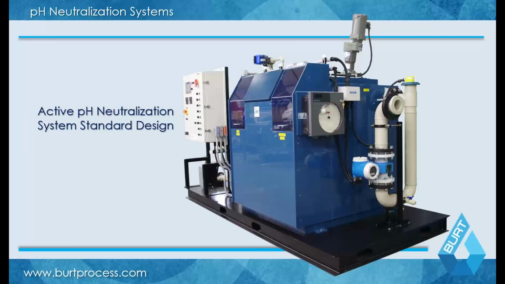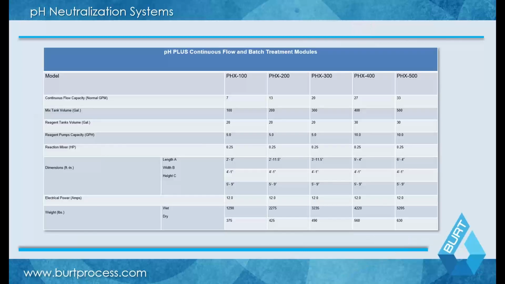So, we at Burt Process do have a few standard packages that we utilize. You can see here, this is one of our standard pHx. This is designed obviously for low flow, and this is a single stage design as we were just talking about. And these run in the range of 7 GPM up to 33 GPM. That's small. These were typically designed for smaller applications, say college labs, even bigger high schools, small research labs. They can be plugged into a 120 volt outlet in those cases.